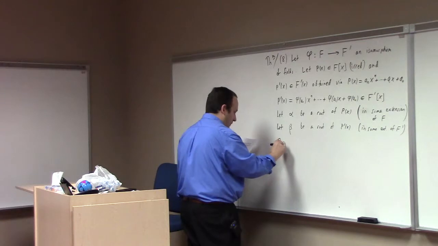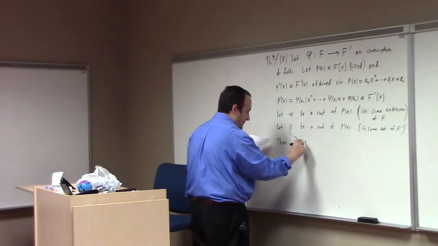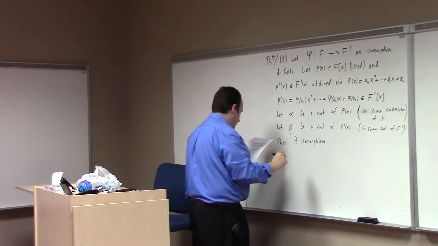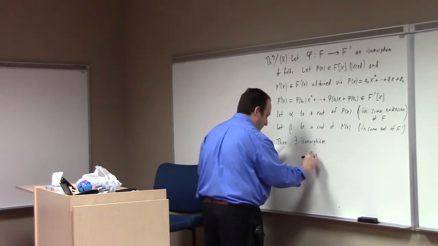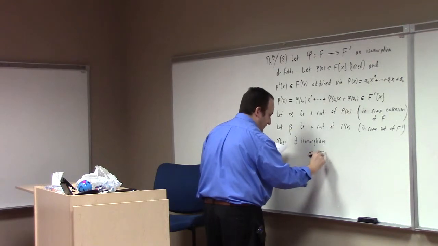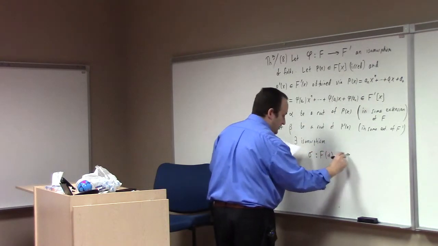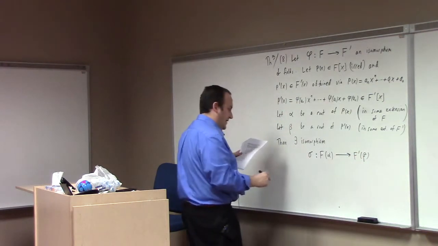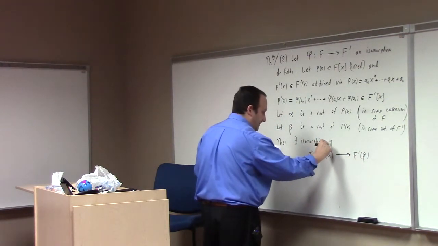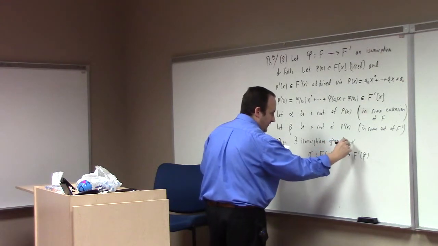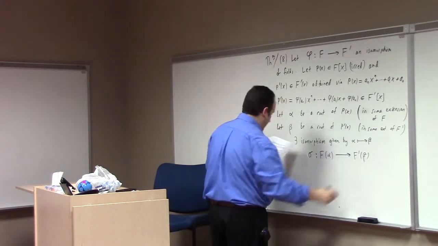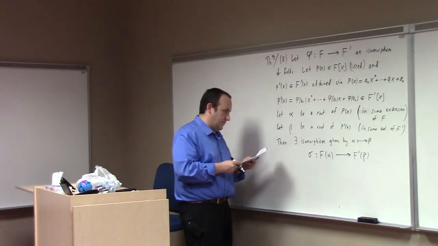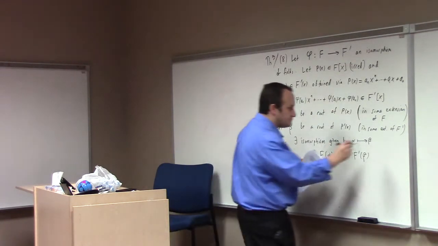then there exists an isomorphism sigma going from f adjoin alpha to f prime adjoin beta, given by alpha maps to beta, right, and extending phi.